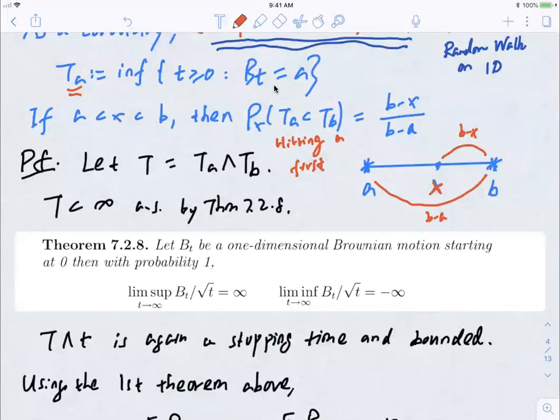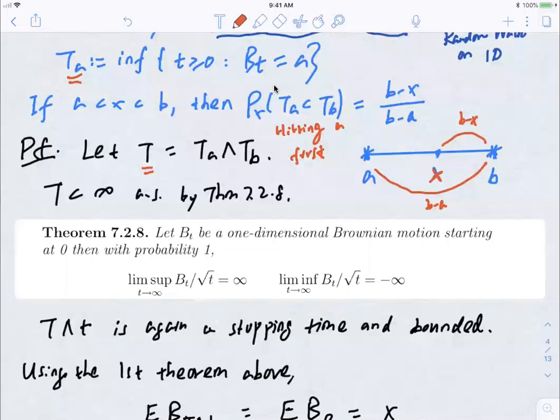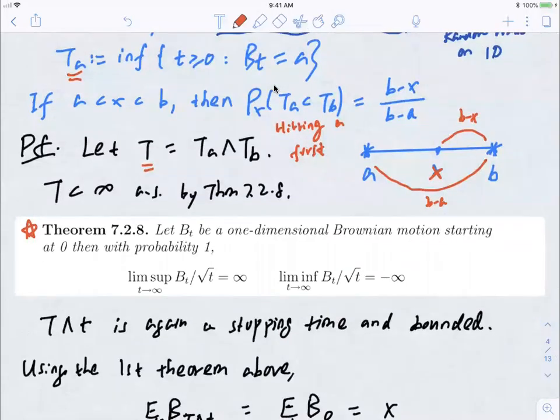Let's write a new stopping time. T is a stopping time because it is the minimum of two stopping times, TA and TB. We know T is finite almost surely. Why is T finite? By the following theorem, which we proved in detail in the last lecture: if Bt is a 1D Brownian motion starting from 0, then almost surely it visits plus infinity and minus infinity infinitely often, even when you scale like this.